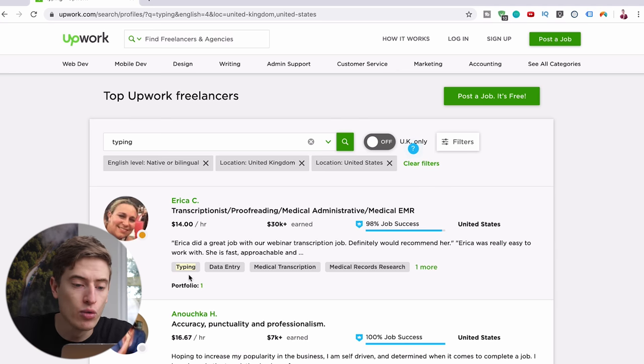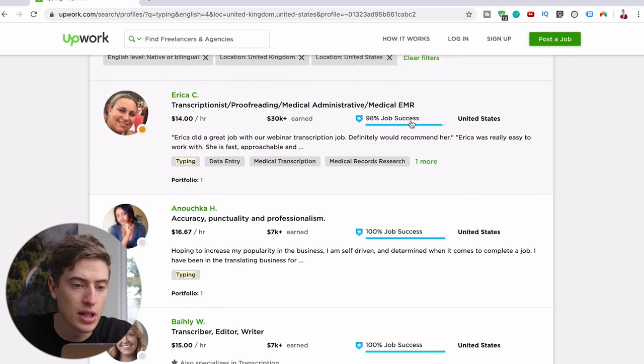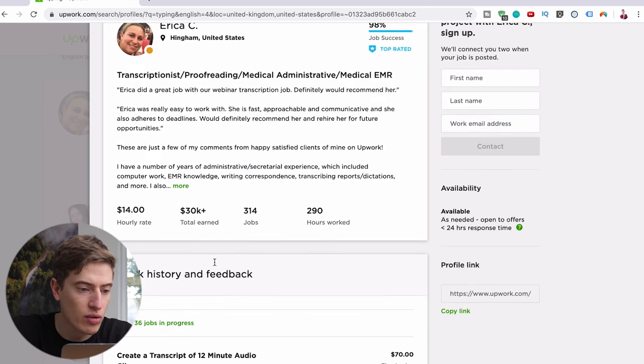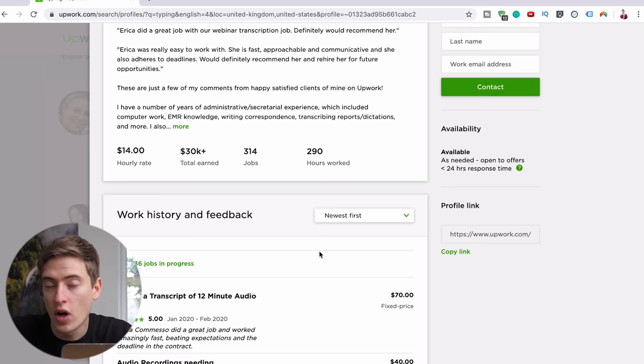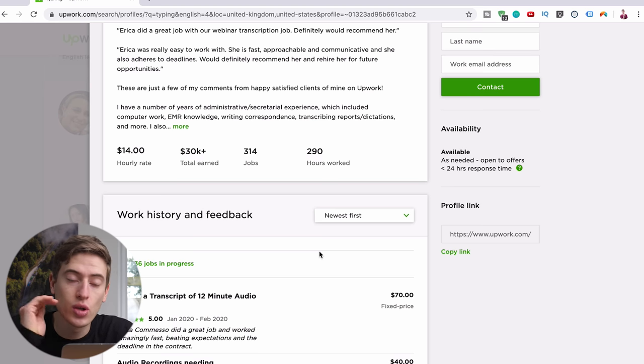After you've got quite a few reviews, you can see they've got the job success rate. Once you have done all of this, right, you can see he's earned 30 grand, 314 jobs, 290 hours worked. Once you've worked maybe 30, 40, 50 hours, you can up your price and you can keep upping your price to a point where you're going to be able to make thousands every single month just from doing this.